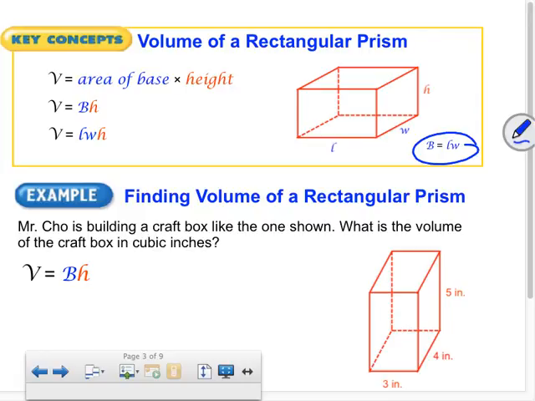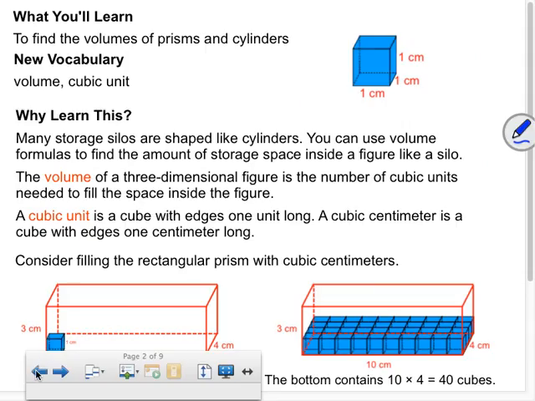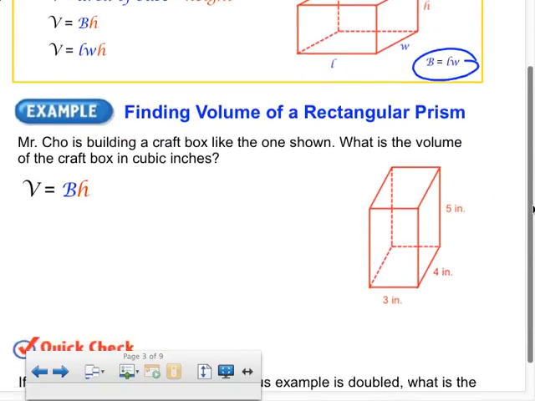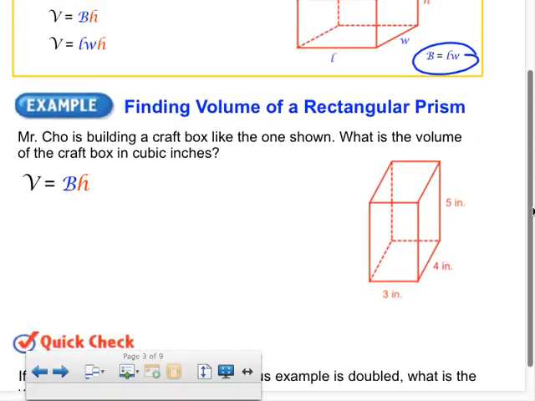Okay. Once you know the base area, then you just multiply it by the height, kind of like what we did over here. Once we knew how many we could fit in the base layer, we just multiplied that by the height. Then we knew how many cubes would go in there, right? So it's the same thinking. So here's what I want you guys to do. I want you to use this formula to calculate. Mr. Cho is building a craft box like the one shown. What is the volume of the craft box in cubic inches? So they're giving you the dimensions.